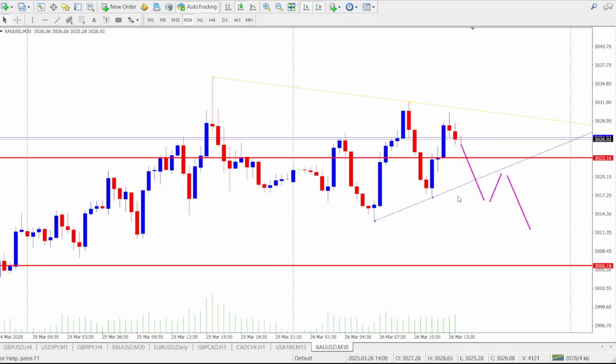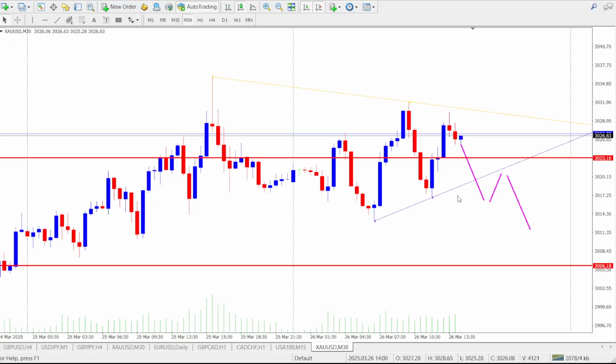Remember, no system is foolproof, and the probability of losses is always present. So that is why risk management is critical. Make sure to keep your stop loss orders in place and never risk more than you can afford to lose.